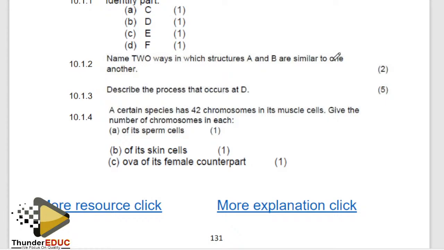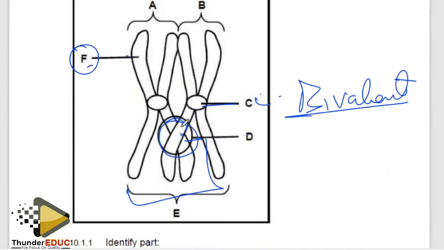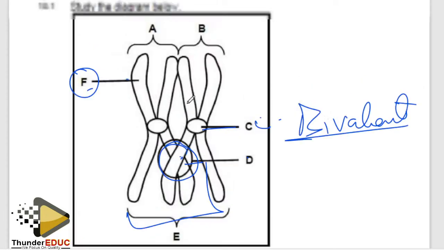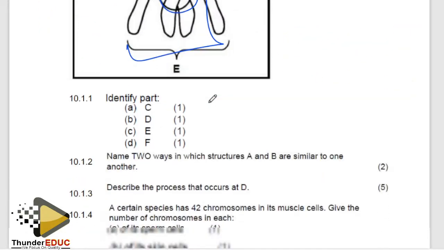Name two ways in which structure A and B are similar. How are these two structures similar? They have the same size and shape. Number two, they have the same location of the genes. They are not the same chromosome. If they were the same chromosome, you would have looked exactly the same as your father. So they have the same position, locus, ne? The same position of the genes.